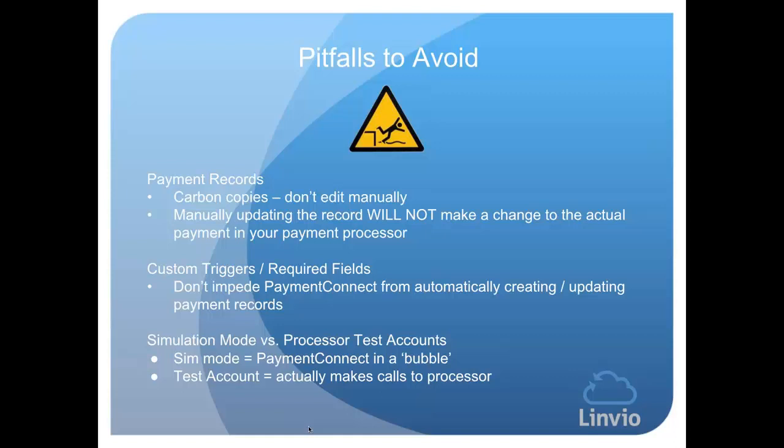Something you might notice is if you do have accounts required, we do create contacts for new incoming payments. Even if account was required, we're actually able to get around that one. Pretty much every other required field or trigger, if it stops PaymentConnect, it only tries once. So keep that in mind.